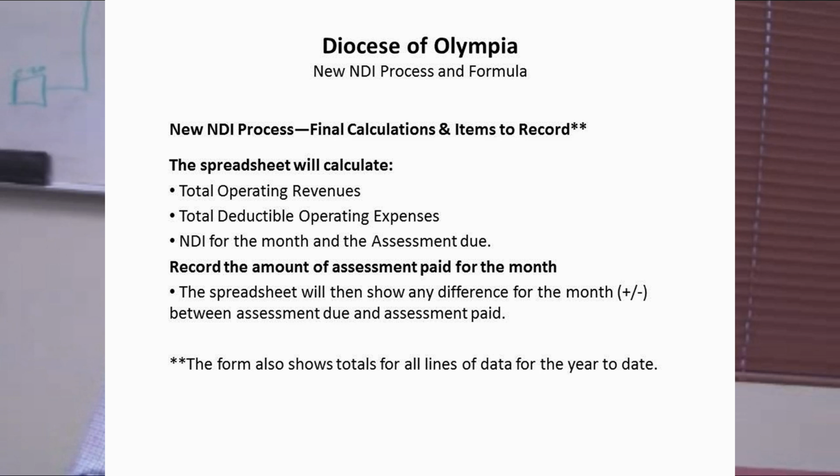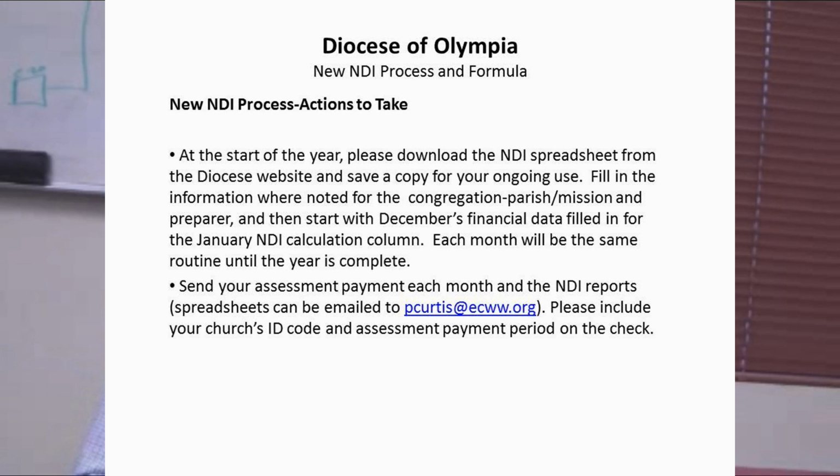So, at the start of the year, this is slide 6, at the start of the year, or ahead of time if you wish, you download the NDI spreadsheet from the Diocesan website on that link that was in the letter, and you save a copy for your own ongoing use. You copy that onto your computer, name it, and then fill in the information where noted for the congregations: the church name, the city, and the ID code. I'll get back to that, and who the preparer is. Then each month you'll do the same routine, filling in the numbers out of your finance data, these 6 or 8 numbers max, and it'll calculate your NDI and your assessment required.